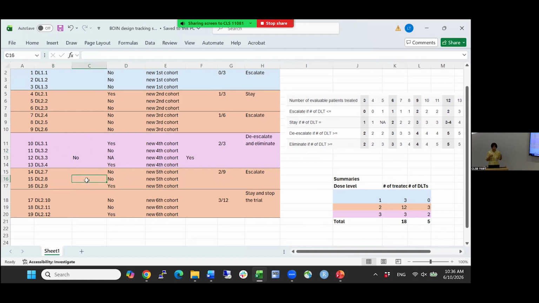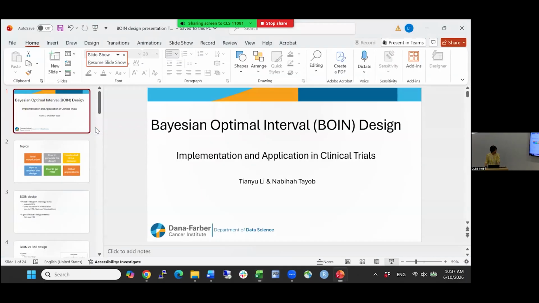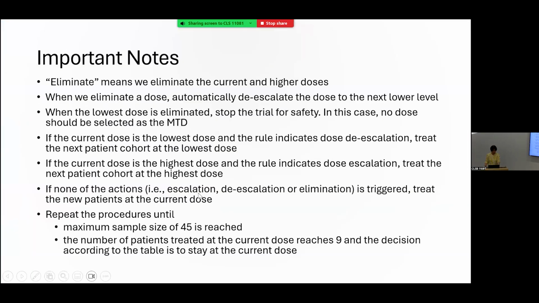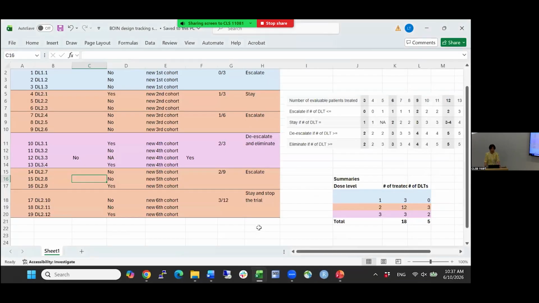Remember, one of the conditions I mentioned previously: we stop the trial under 2 conditions. The first, we reach the cap of 45, the total number of patients, or we reach the cap of the number of patients that can be treated at a single dose. But that condition has an "and" condition. I can show you again. The "and" condition is that we reach this cap, but the decision according to the table is to stay. Apparently, we do not satisfy that condition because our decision is escalate. So based on this condition, we still need to enroll more patients, even though we reach the cap.